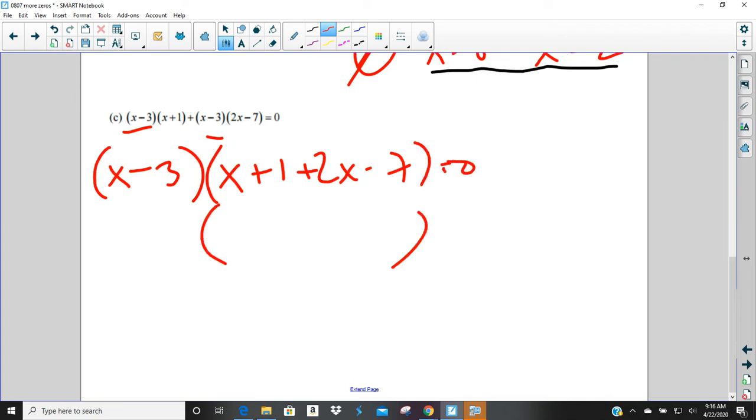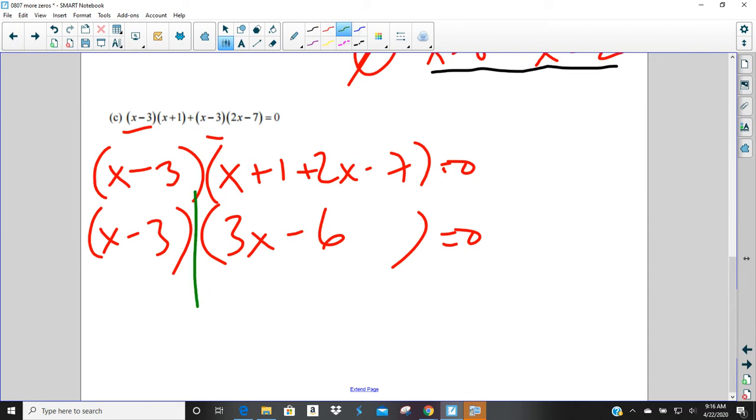So let's clean up these parentheses. I'm left with 3x minus 6 equals 0, and I'm left with x minus 3. Okay, so let's now put our line down the middle. I'm left with x minus 3 equals 0, and 3x minus 6 equals 0.